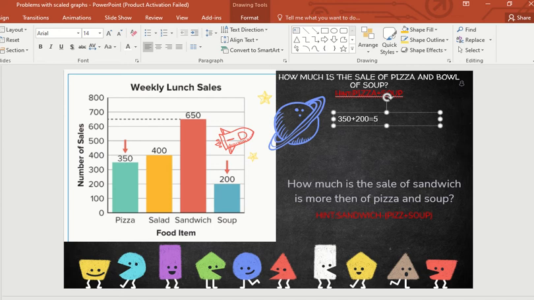5, 5, 0. Okay, let's see now next. How much is the sale of sandwich more than of pizza and soup? It's asking about the sale of sandwich. It is 650. The sale is more than pizza and soup. Pizza and soup is 350 and 250, which is 550.